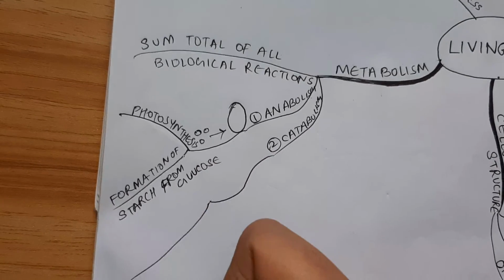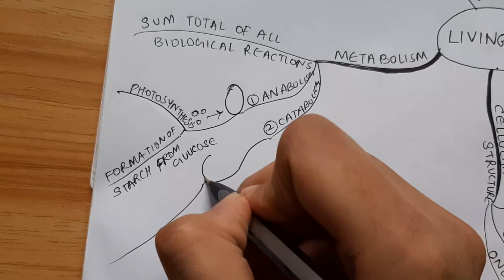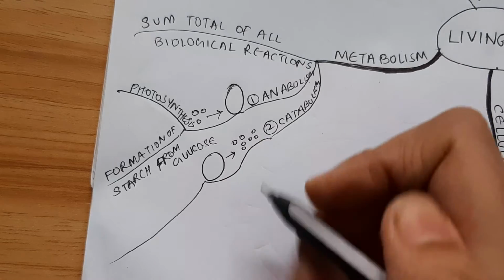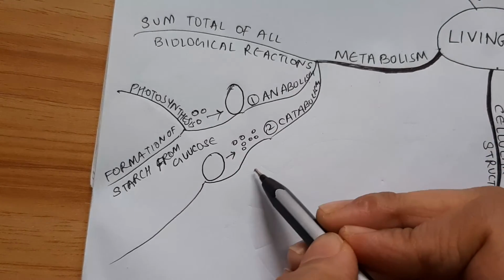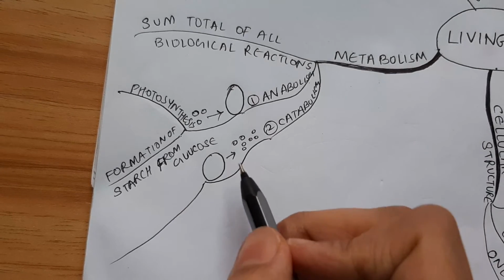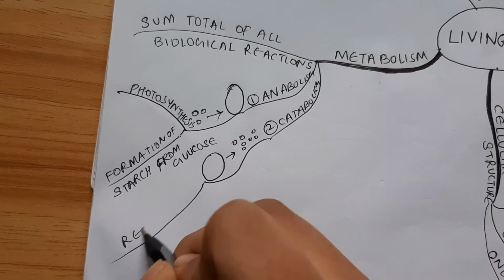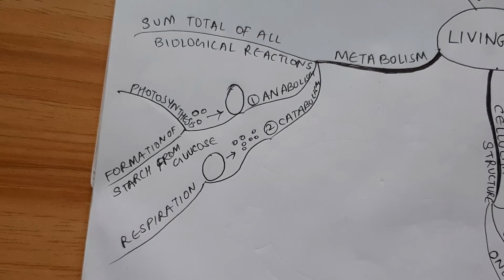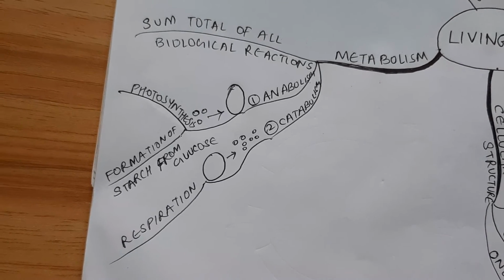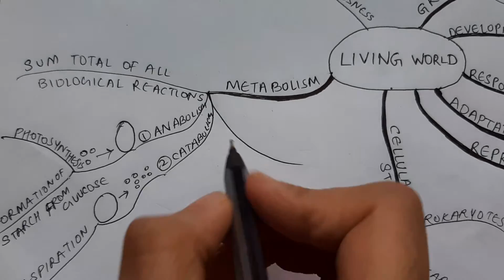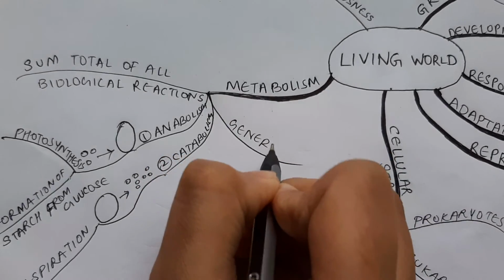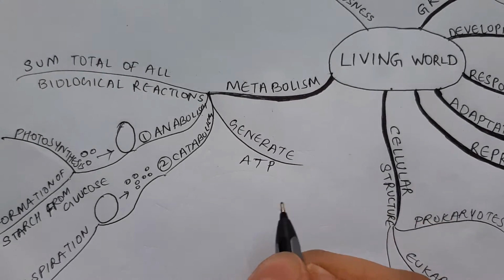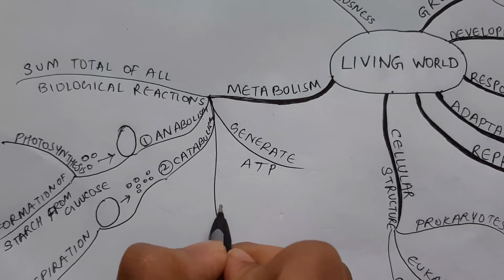These are the examples of anabolism, while catabolism is breaking of a large unit into small components. Anabolism is combination and catabolism is separation. Breaking of one big molecule into smaller ones. And the example here is respiration. So these are the two types of metabolism. In metabolism, ATP is generated and metabolism can also happen outside the body.